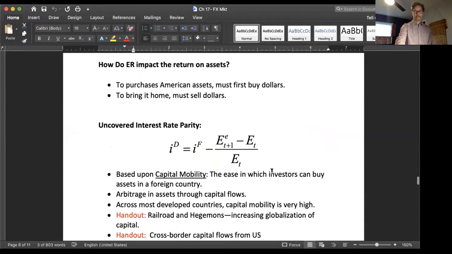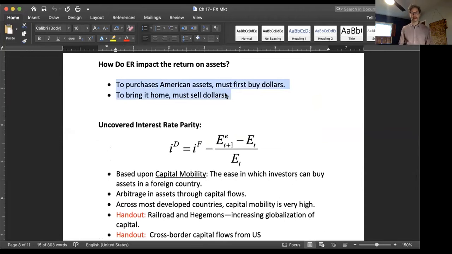Well, to purchase American assets, foreigners first have to buy dollars, right? So to bring it home, right? So once you put your money in the US, if you want to bring it home, you have to sell dollars. So we have to keep this in mind, right? That every international financial transaction is going to involve the trade in a currency, right? Both a domestic currency and a foreign currency.